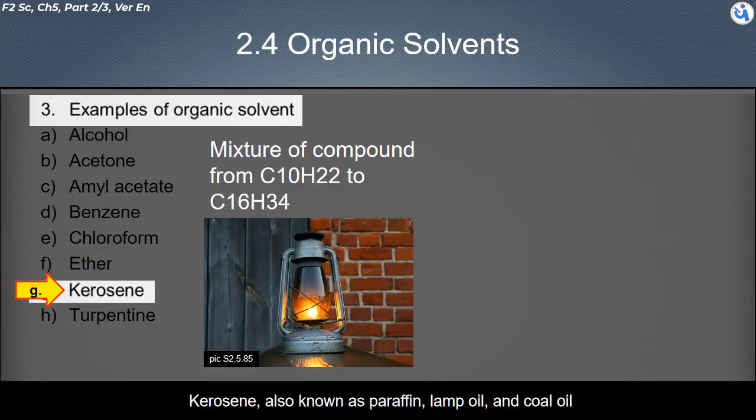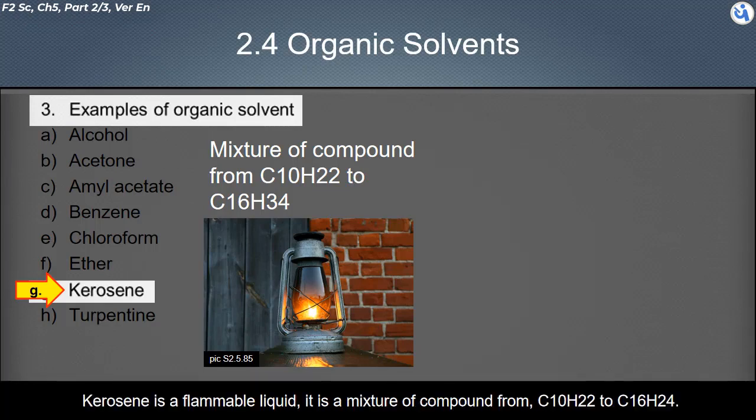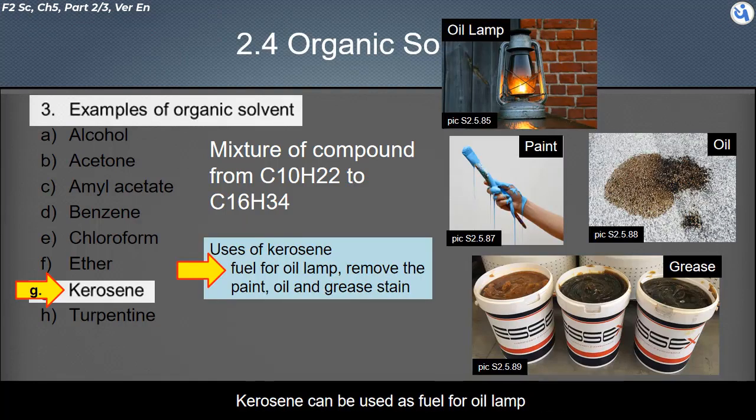Kerosene, also known as paraffin, lamp oil, and coal oil. Kerosene is a flammable liquid. It is a mixture of compounds from C10H22 to C16H24. Kerosene can be used as fuel oil lamp and remove the paint, oil, and grease stain.